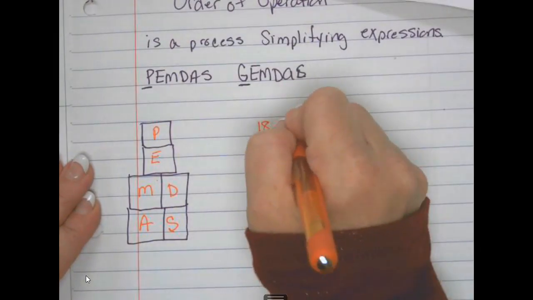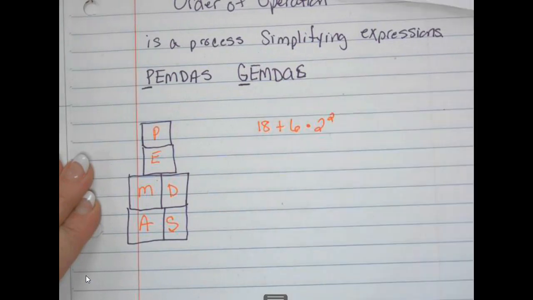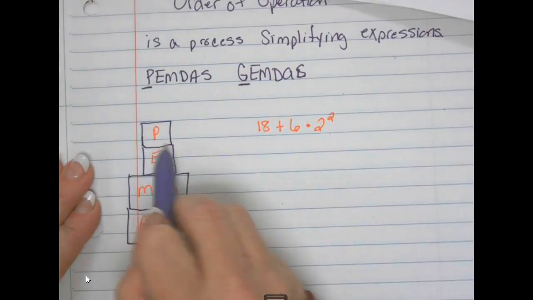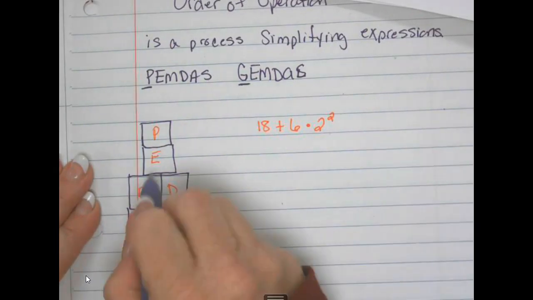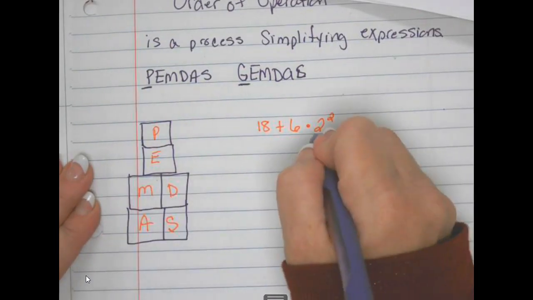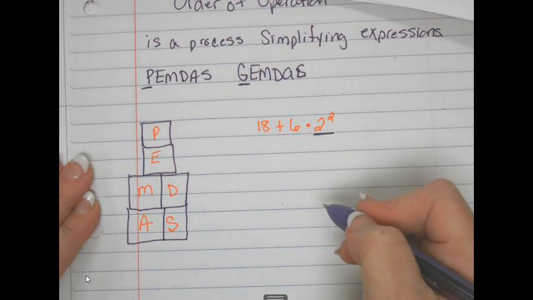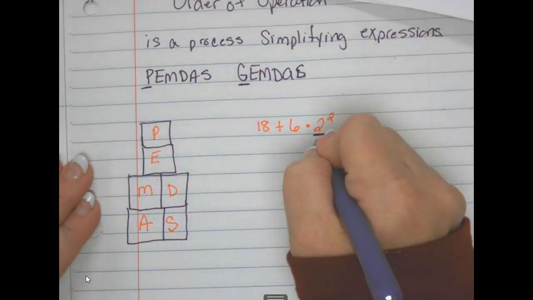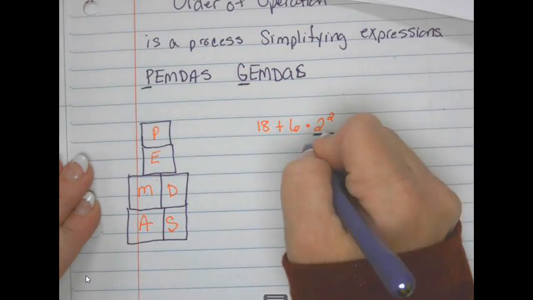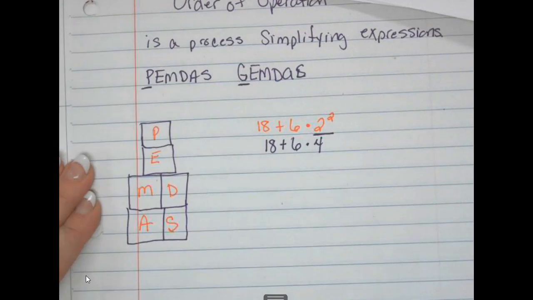18 plus 6 times 2 squared. Do I have any parentheses? No. Do I have any exponents? Yes, that's an exponent. So I'm going to solve 2 squared first. 2 times 2 is 4. Everything else comes straight down.